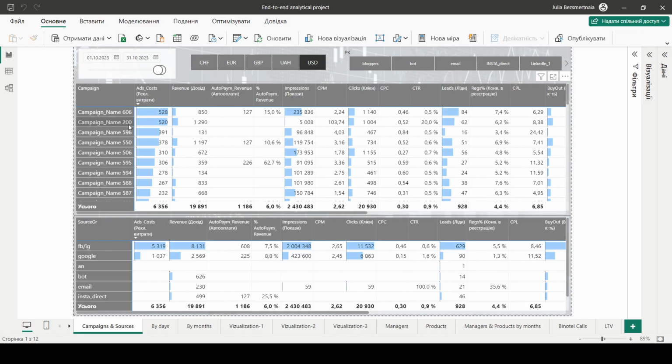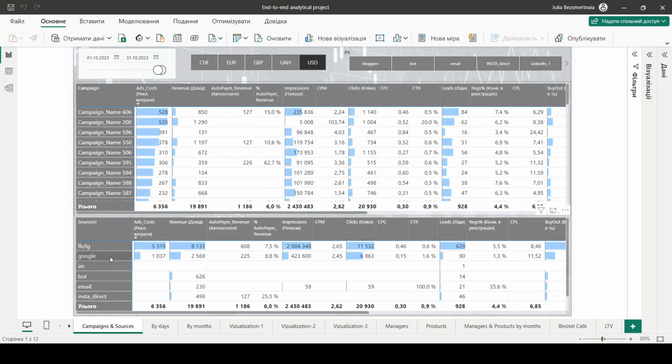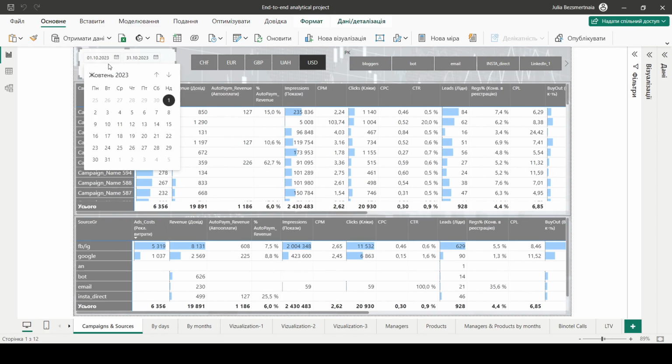In addition, due to the high level of data detail, it is possible to evaluate effectiveness in the context of advertising channels, advertising groups, products, departments, sales specialists, and time frames. For example, specific days, periods, months, years.